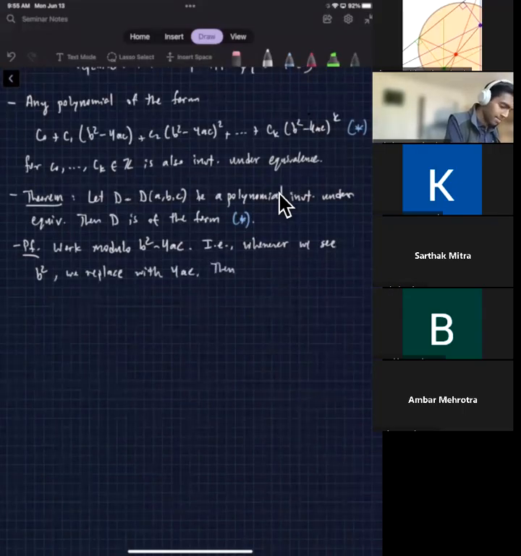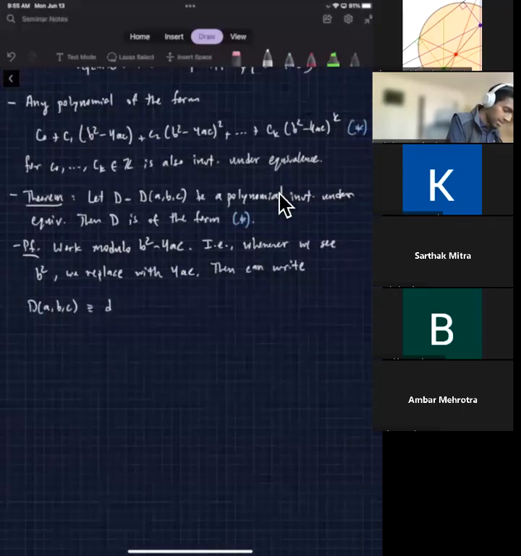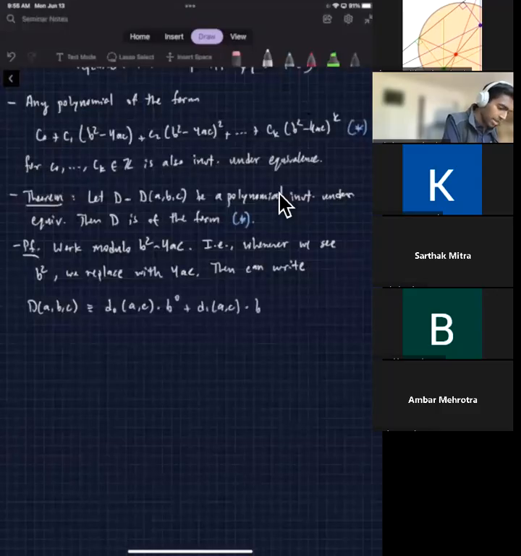And so then we can write the polynomial D(a,b,c) in the following form: d0(a,c) times b to the 0th power, that's equal to 1, of course, plus d1(a,c) times b to the 1st power.